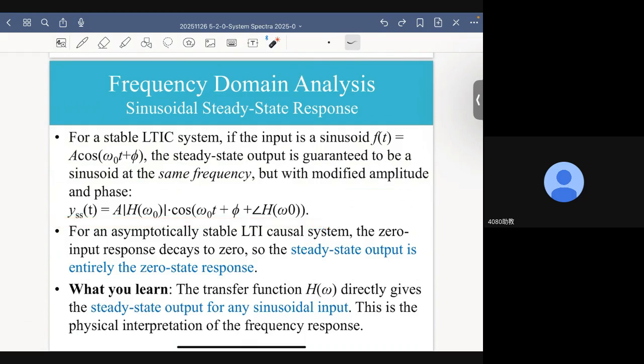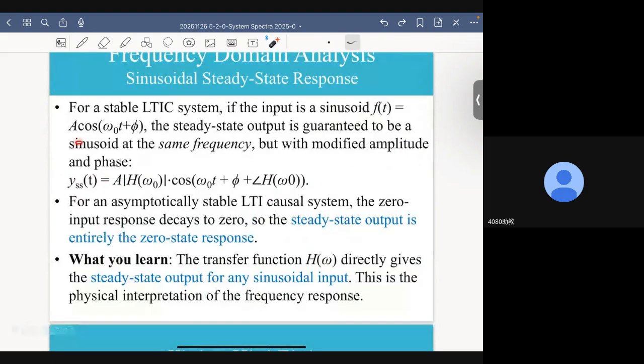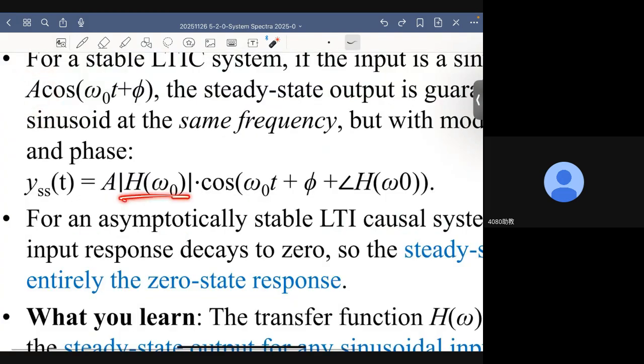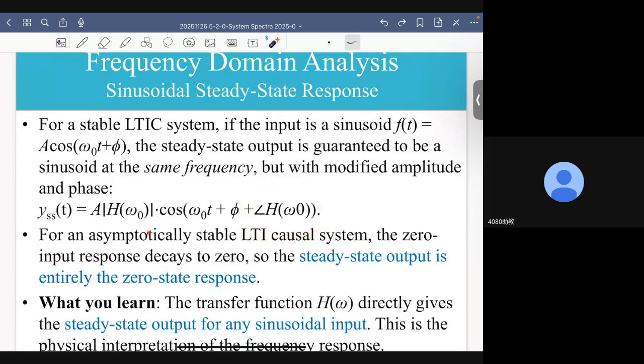Now, based on these two equalities, its amplitude, which was originally A, is now multiplied by the amplitude spectrum of the transfer function with omega equal to omega 0. And the same thing happens to the phase. But here, for the amplitude we have multiplication, and here, for the phase, we have addition. All right? There are several things I need to clarify.